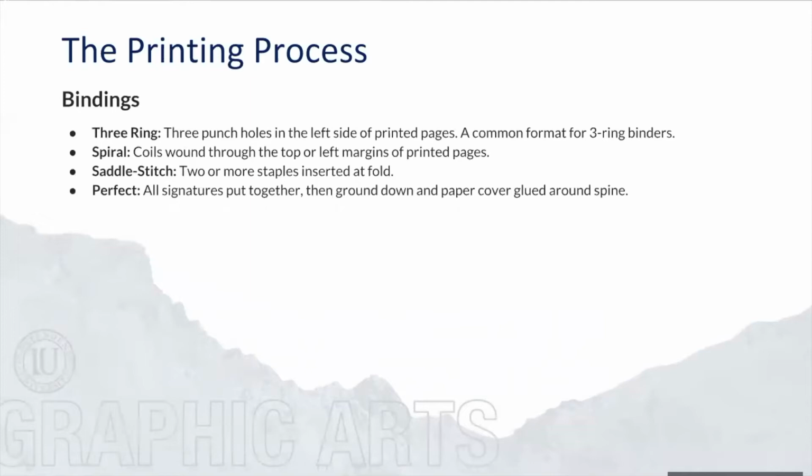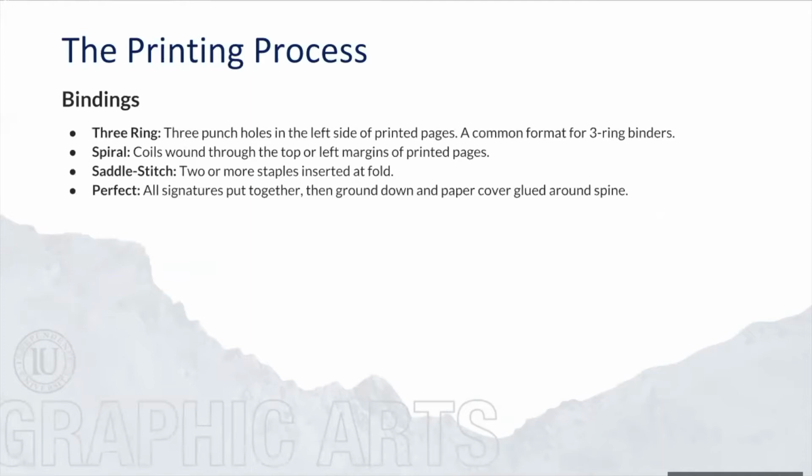Next is a spiral. So coils are wound through the top or left margin of the printed pages. You may or may not have ended up with, again, kind of going back to elementary school, some of those workbooks, if you buy notebooks, the cheap notebooks that you can buy, those Mead one subject wide ruled spiral notebooks. Those are the coils holding the paper together.